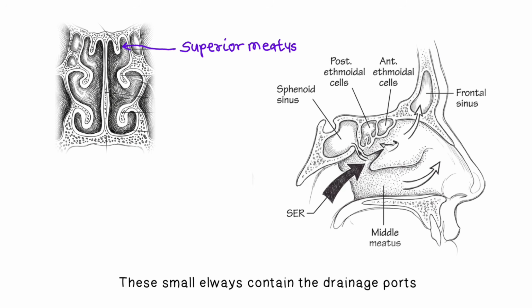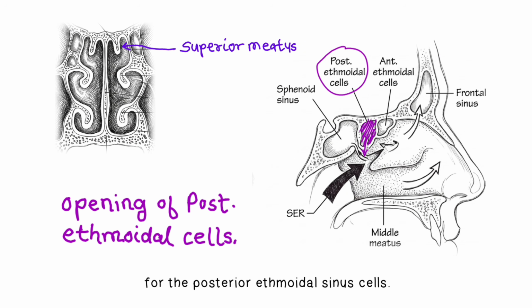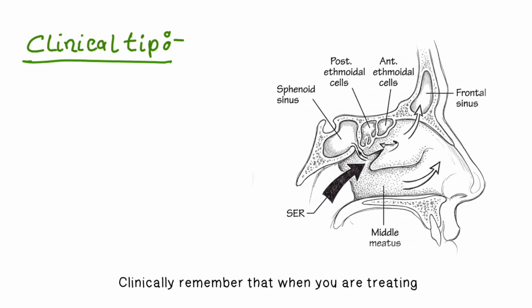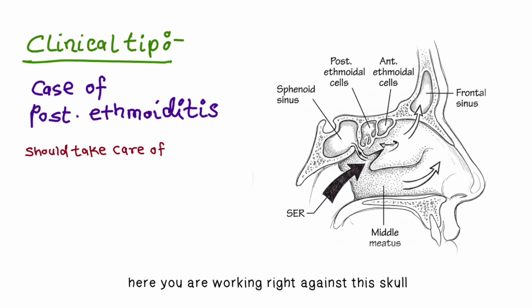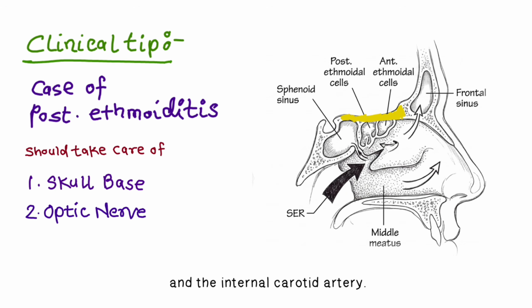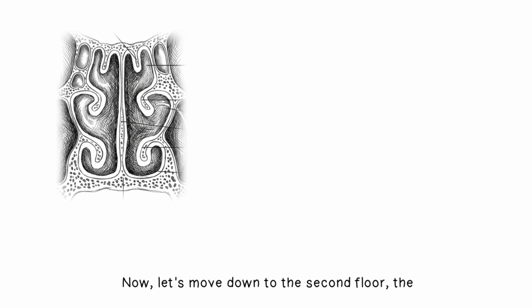Now drop right beneath the superior turbinate into the superior meatus. These small alveoli contain the drainage ports for the posterior ethmoidal sinus cells. Clinically, remember that when you are treating posterior ethmoiditis or clearing disease here, you are working right against the skull base, just millimeters away from the optic nerve and the internal carotid artery.